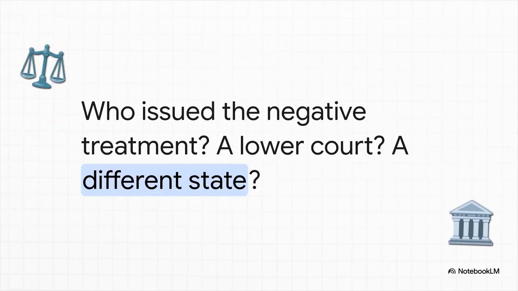Let's talk about that last step real quick because it is vital. Did a lower court issue the negative treatment? A different state entirely? Context is absolutely everything here. Remember, if a lower court or a court in a completely different state distinguished your case, it carries far less weight than if your jurisdiction's highest court limited the ruling. You always have to evaluate if a case is still persuasive for your specific judge.